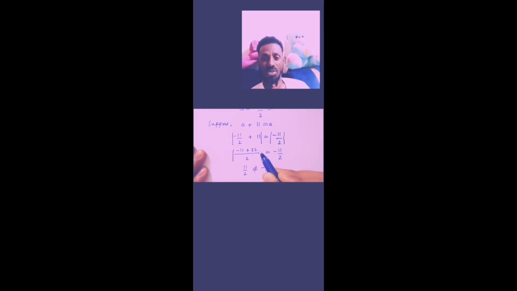So here, as you see, the absolute value makes this contradiction true. So this implies that 11 over 2 equals 11 over 2. So our solution, the value of A, is valid.